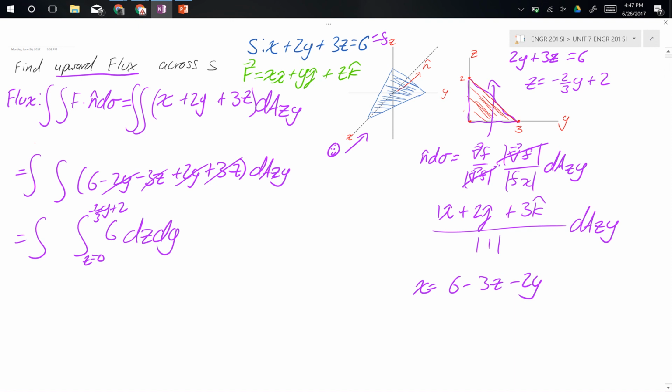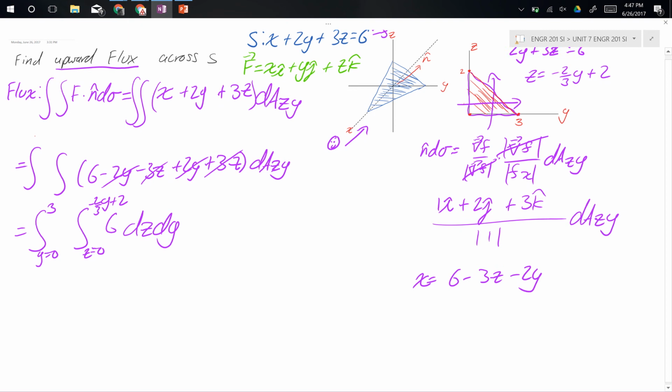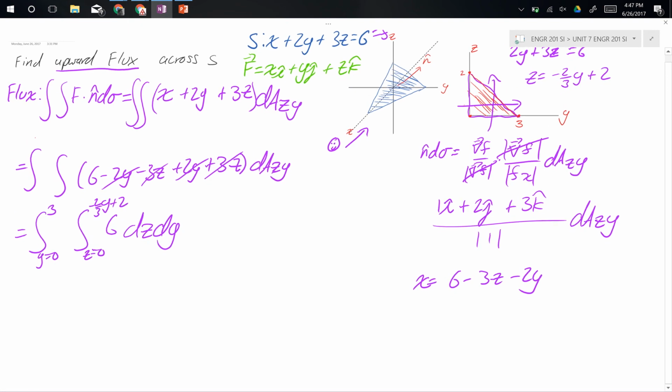And then we look at y. For y, we only care about the values when we enter and when we exit, so it would be y equal to 0 to y equals 3. So now we evaluate this flux. Since it's just 6, when we integrate this we'll just get 6z, and then we'll have 0 and negative 2/3 y plus 2 to plug in, dy.